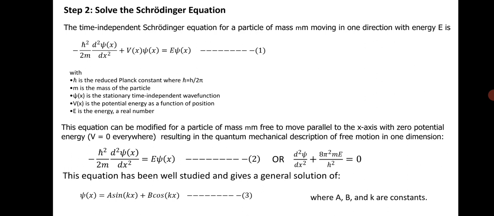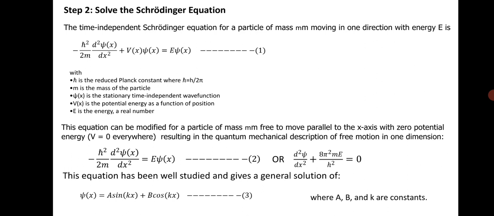Okay. Equation 2 can be written as d square psi by dx square plus 8 pi square m E by h square is equal to 0, because h cross is equal to h by 2 pi. Upon simplifying, you will get d square psi by dx square plus 8 pi square m E by h square is equal to 0. That is equation 2.